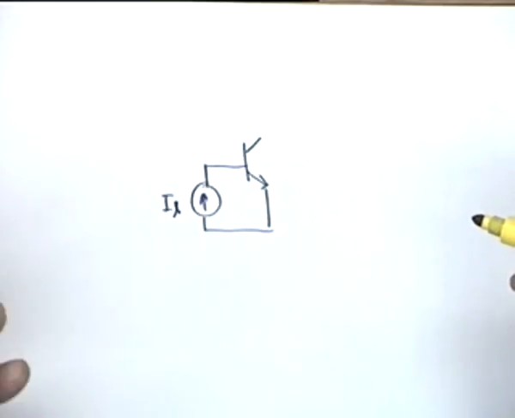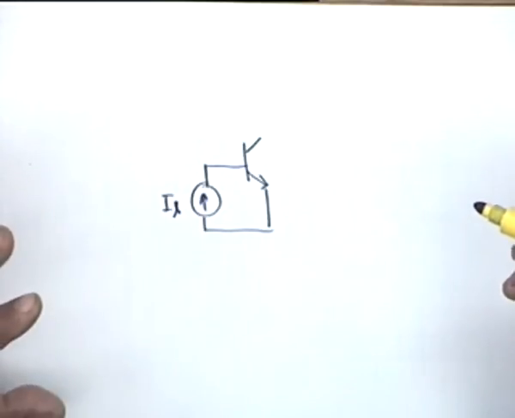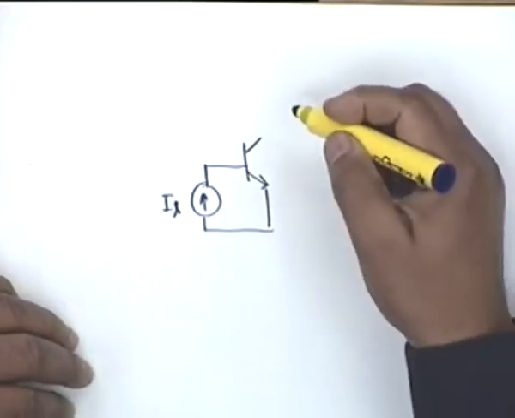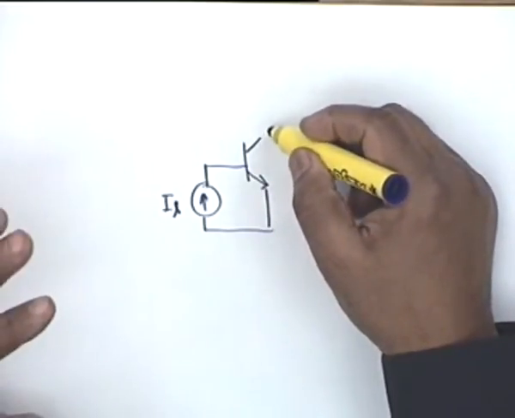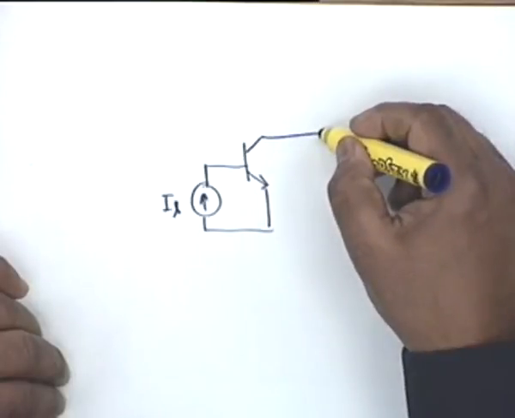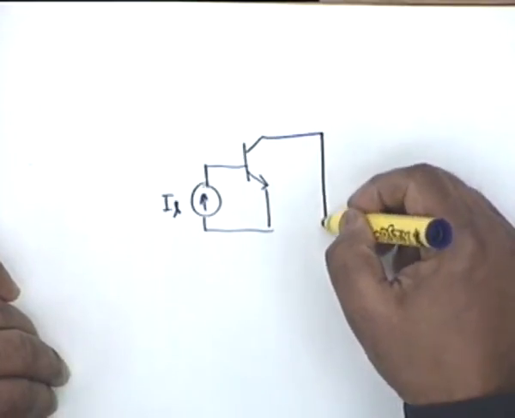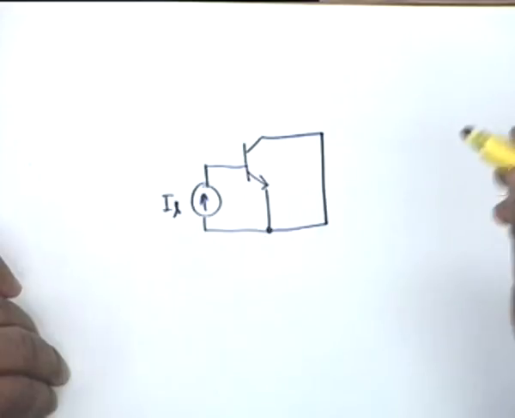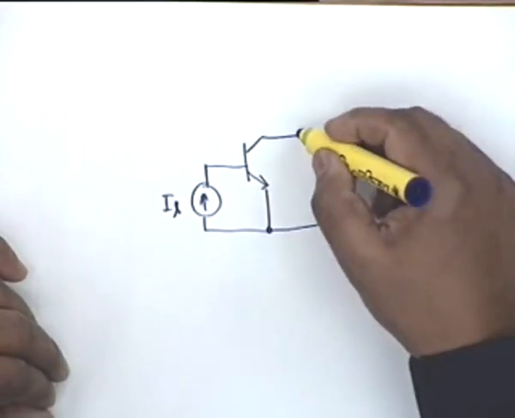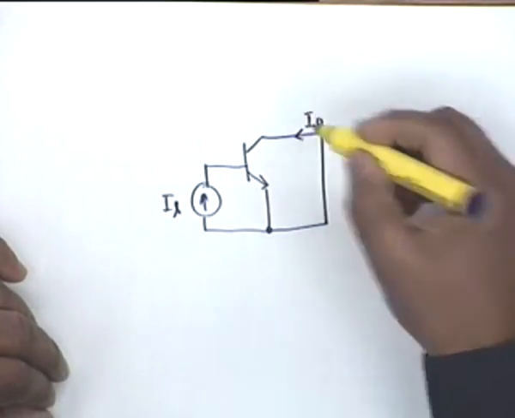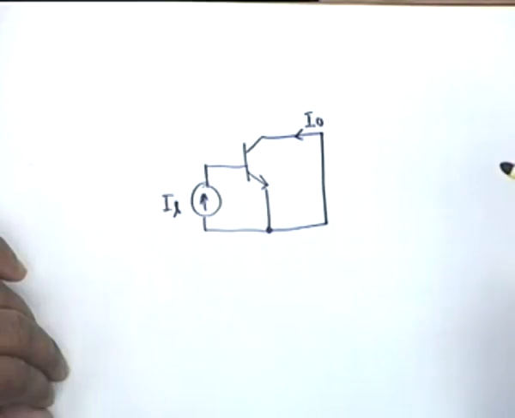We are drawing only the AC equivalent circuit. We are not drawing the biasing resistors or anything. We are drawing only the AC operation. And suppose we short circuit the collector and let the current that flows be I0. Okay, we consider this very simple circuit.